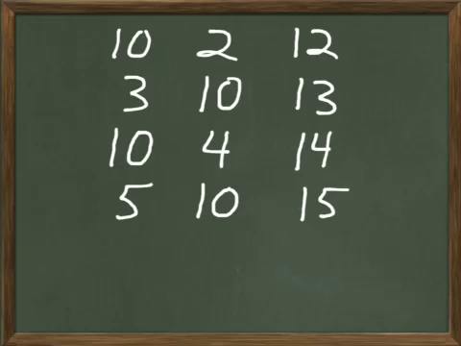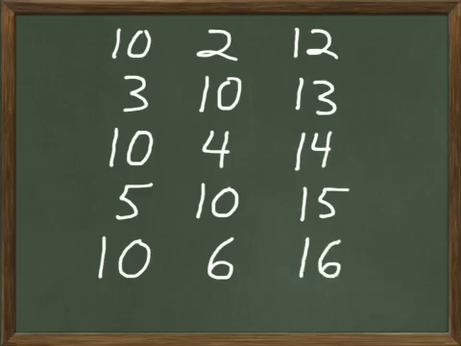Let's see. Our next problem says, I bought 10 yards of blue ribbon and 6 yards of white. How many yards of ribbon did I buy? So I bought 10 yards of blue ribbon and 6 yards of white ribbon. How many yards of ribbon altogether did I buy? Well, 10 and 6 will give us that answer, right? 10 and 6 are 16. Okay, let's continue our problems.